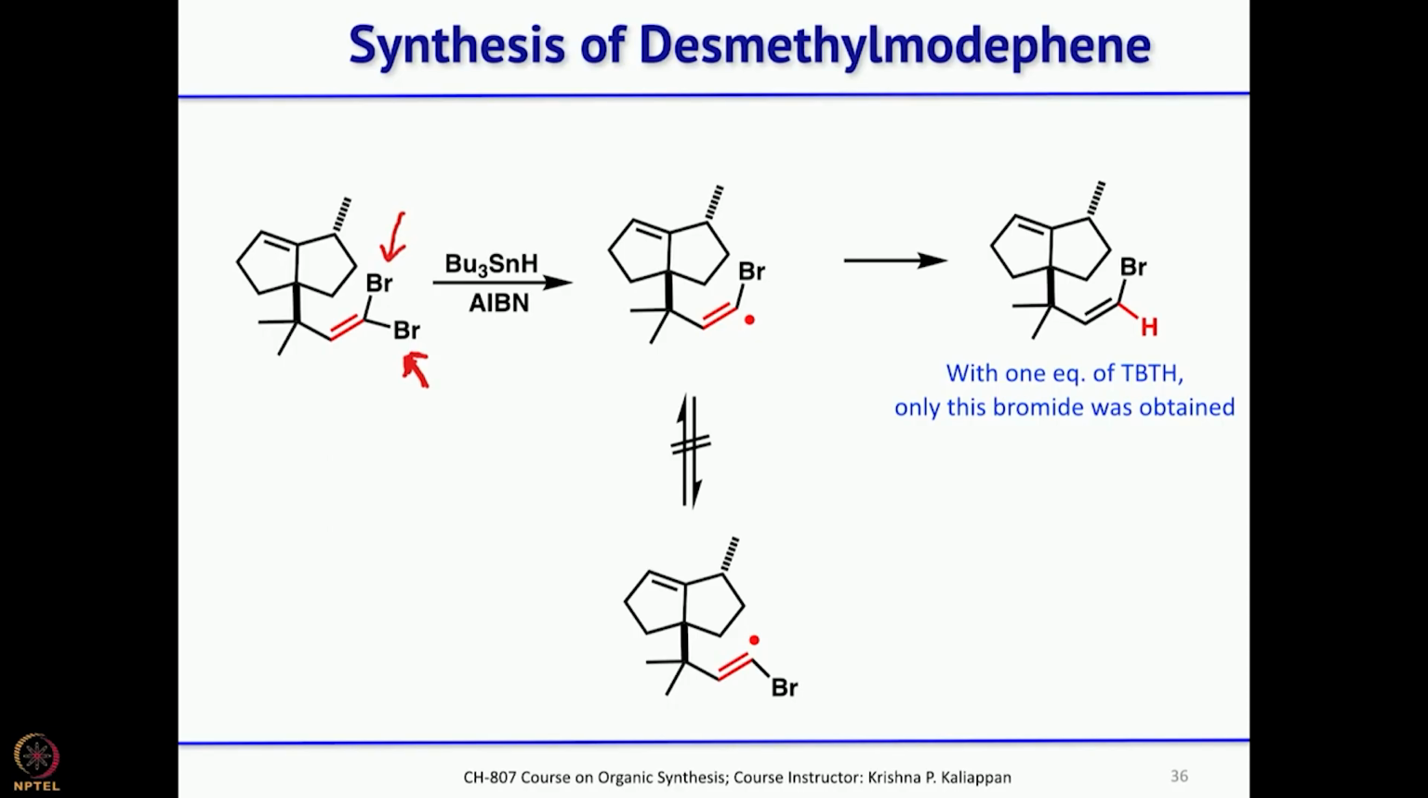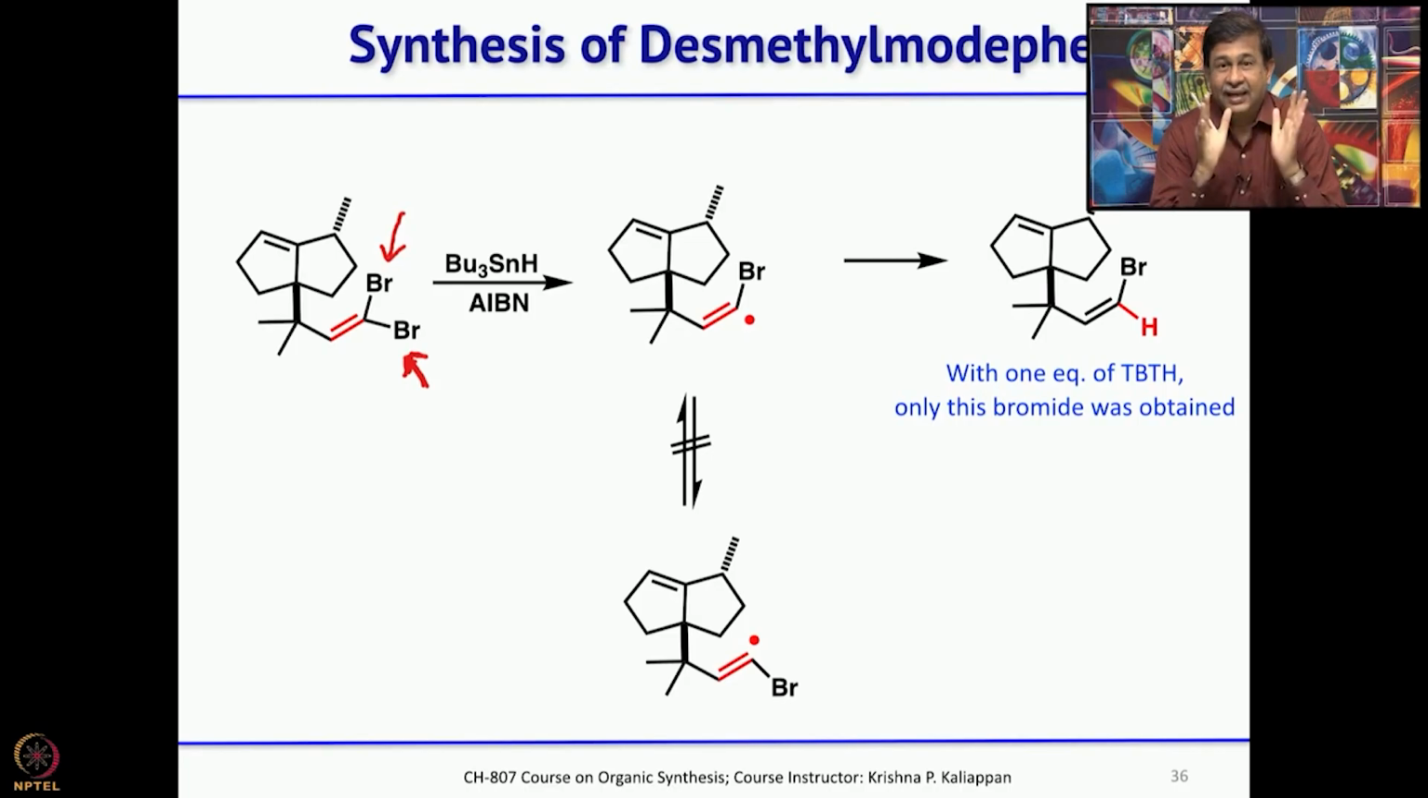With 1.1 equivalents of tributyltin hydride and AIBN, only the less hindered bromine was replaced. That only was reductively removed. The exchange did not take place.